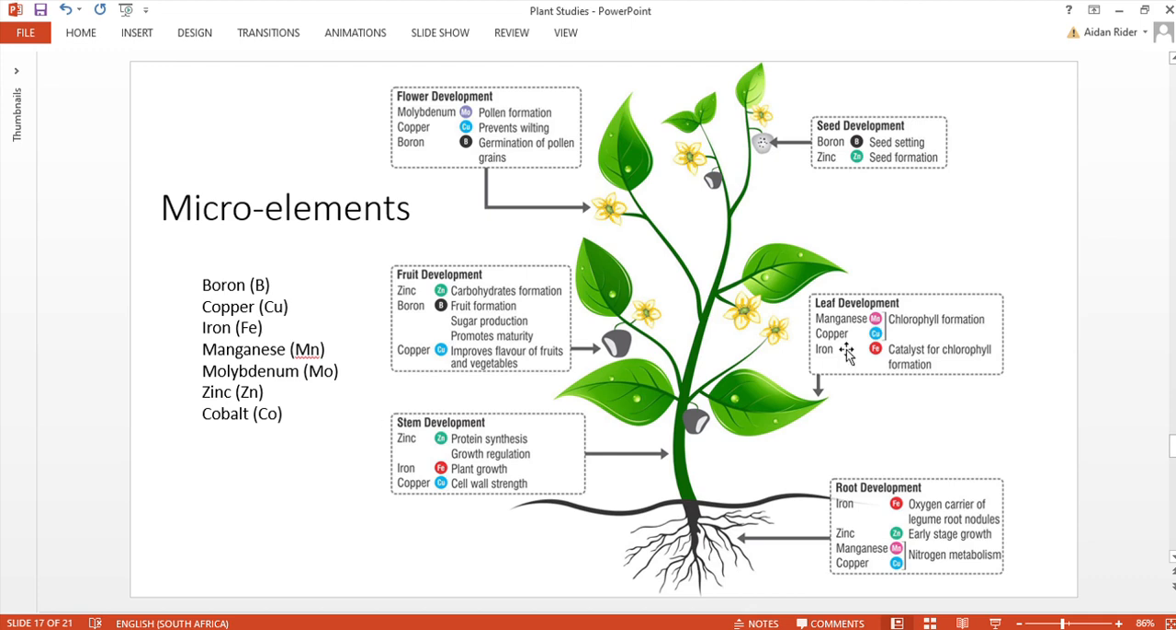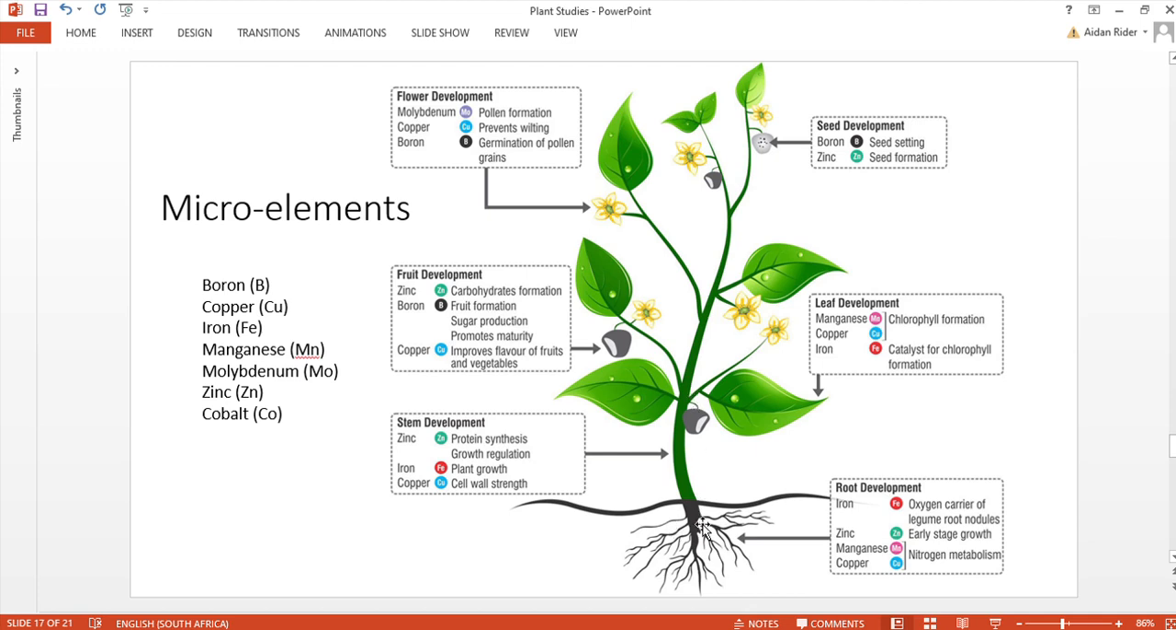So let's look at root development. Which ones are important for this? I'm just going to look at a few of them. So iron is important because it's the oxygen carrier of the legume root nodules at the bottom here. So it does give oxygen to the rest of the plant. And also zinc is important here for the early stage growth of the roots. Then looking at stem development, it needs something like zinc. It's important for protein synthesis and also for growth regulation to ensure that the stem actually grows.